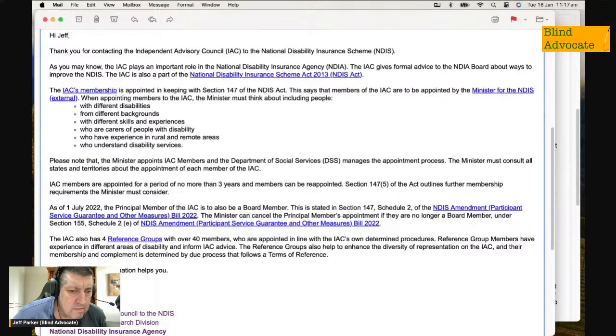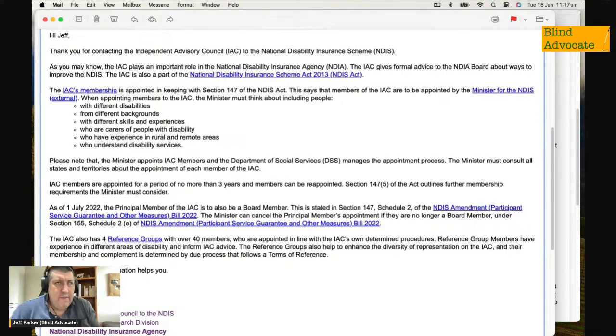The IAC also has 4 reference groups with over 40 members who are appointed in line with the IAC's own determination procedures. Reference group members have experience in different areas of disability and inform IAC advice. The reference groups are also to enhance the diversity of representation of the IAC, and their membership and complement is determined by due process that follows a terms of reference. And that's it.